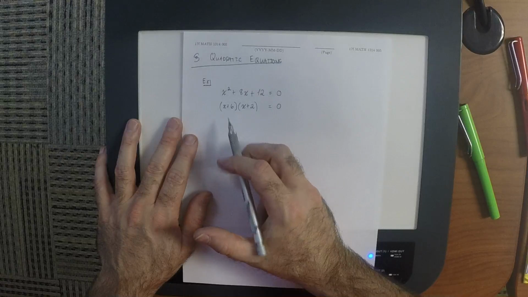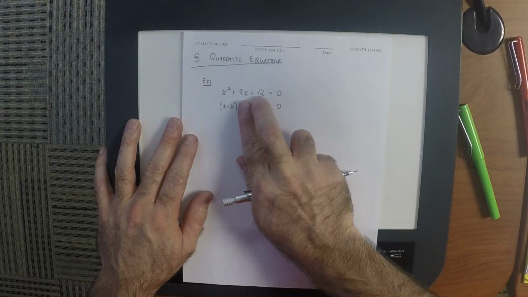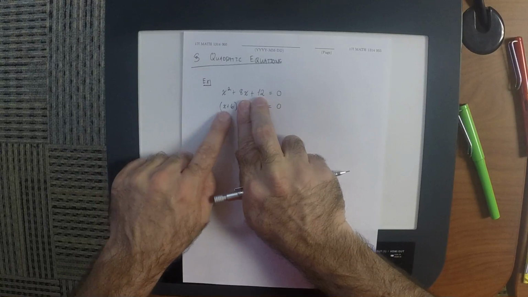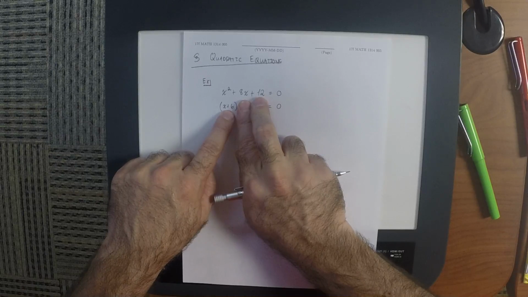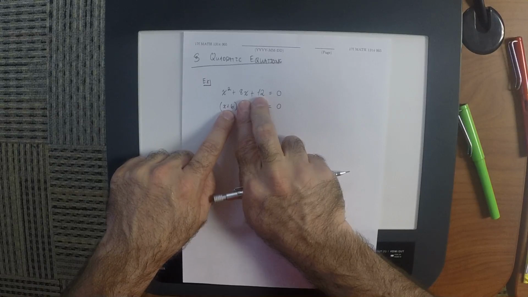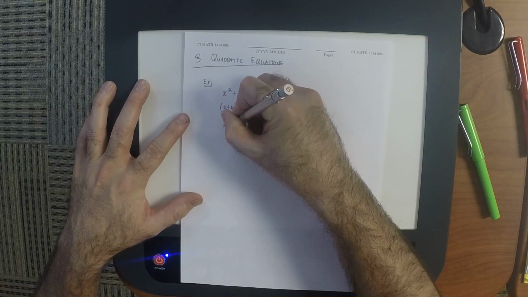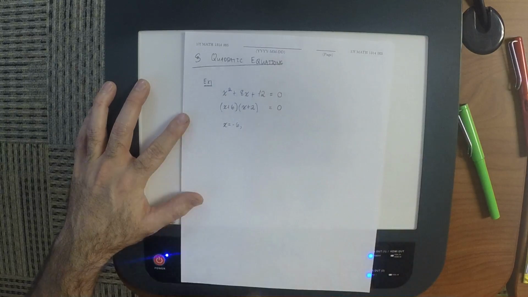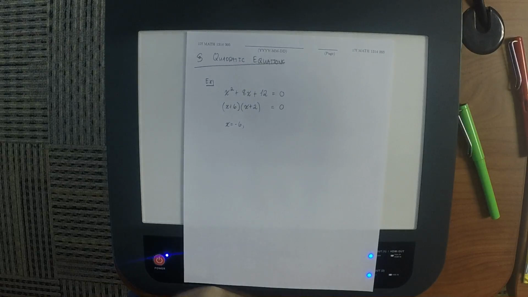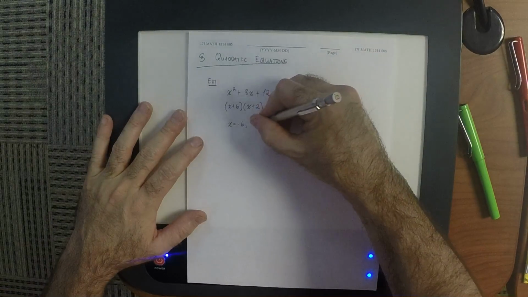So my question to you is, how about we ignore the other factor for a moment, all the other stuff, and just ask, what would make that factor 0? If x were -6. So -6 is one of the solutions. And then by analogy, what else must also be a solution? -2.